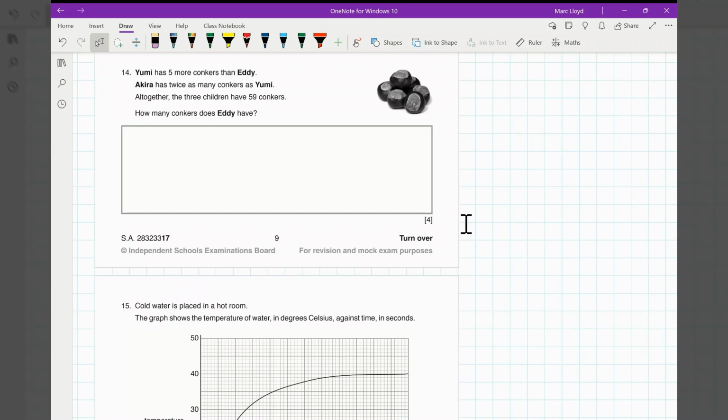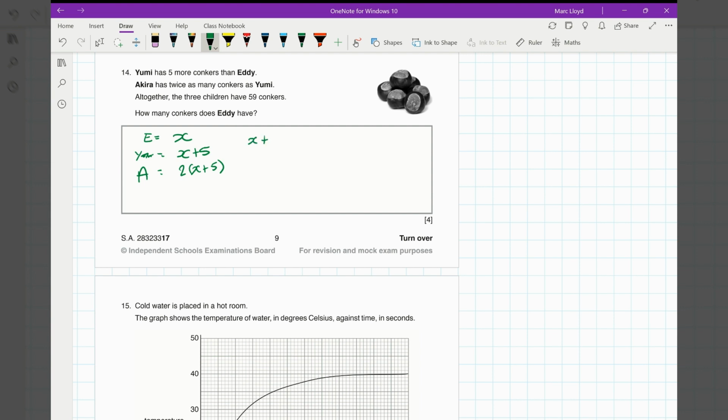Question 14. Yumi has 4 more conkers than Eddie. So I'm going to say that Eddie has got x conkers and Yumi, y, equals x plus 5. Akira has got twice as many as Yumi. So that's 2 lots of (x plus 5). Altogether, the 3 children have 59 conkers. How many does Eddie have? So we're going to solve for x.